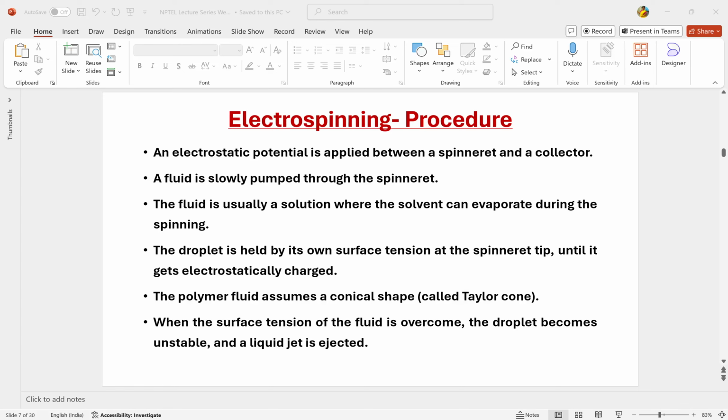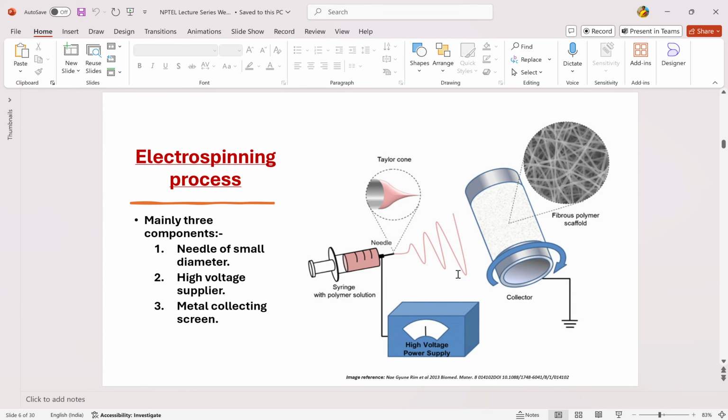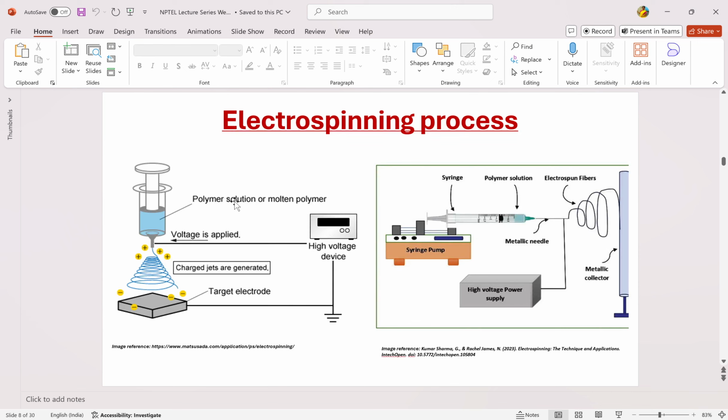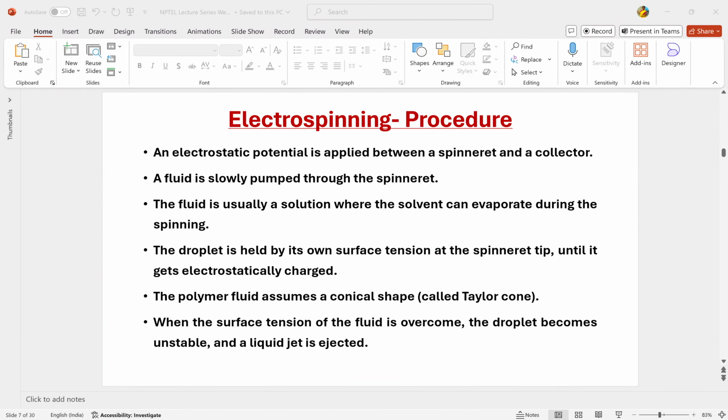Okay, so this is the procedure for electrospinning. An electrostatic potential is applied between a spinneret and a collector. What is a spinneret? Spinneret is basically this entire setup: your syringe, your needle, and the holder for your syringe, which will have a piston which will push this syringe nozzle down. So that entire thing is called the spinneret.